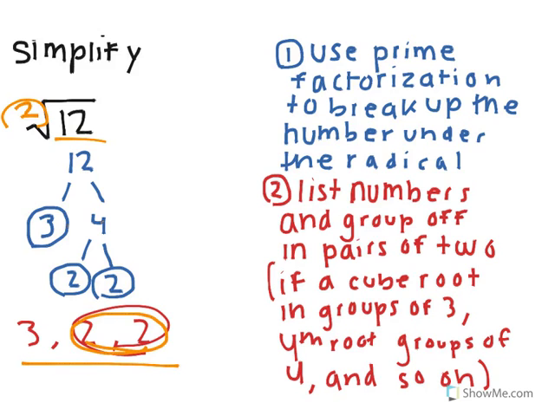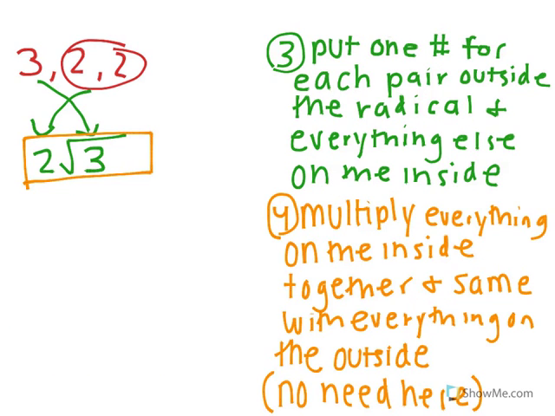So, I have these. Now my next step is to put one number for each pair outside the radical and everything else on the inside. So I have my pair, and I put one number per pair on the outside and everything left over on the inside. So I'm left with 2 to the square root of 3.